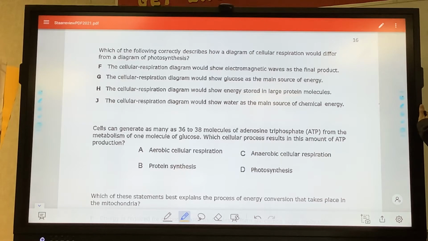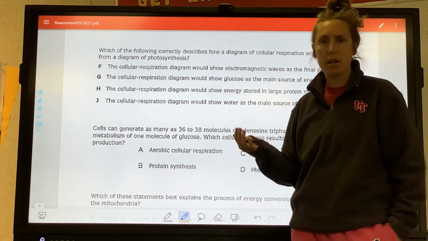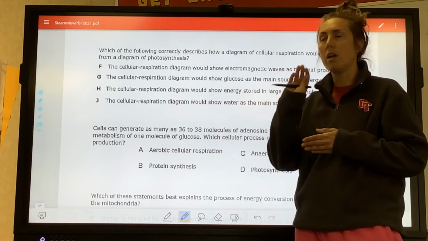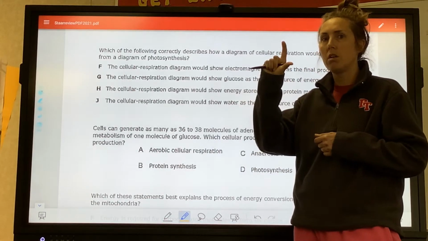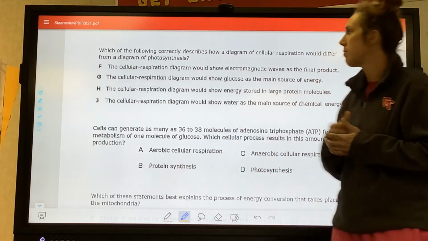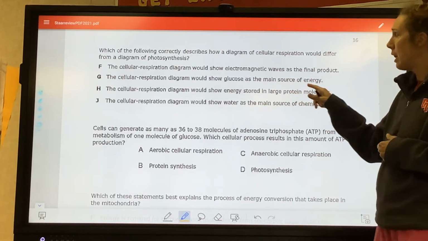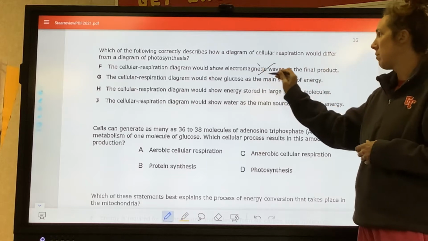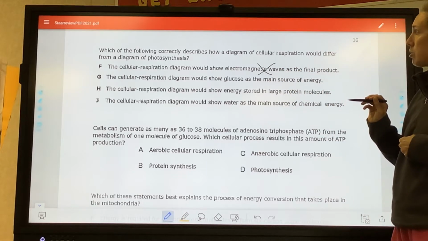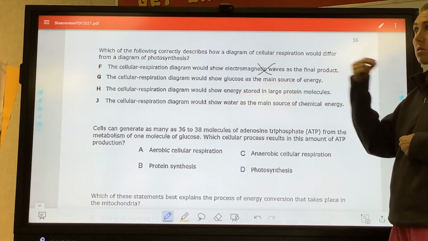Which of the following correctly describes how a diagram of cellular respiration would differ from a diagram of photosynthesis? I mean, to sum it up, they're like complete opposites. Remember how I said the reactants for one are the products of the other, and the products of one are the reactants for the other. Cellular respiration diagram would show electromagnetic waves. No. The cellular respiration diagram would show glucose as the main energy source. Cellular respiration, glucose gives you energy.